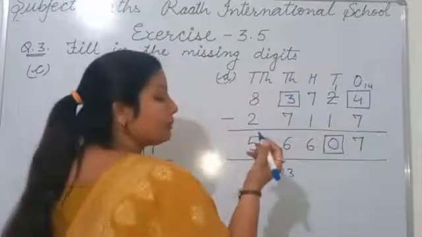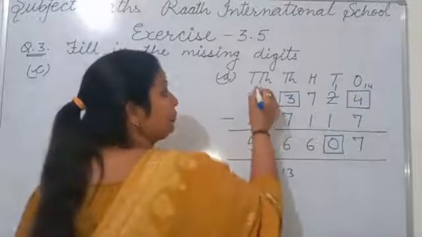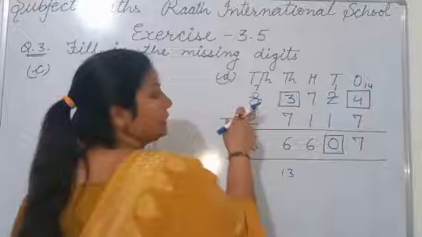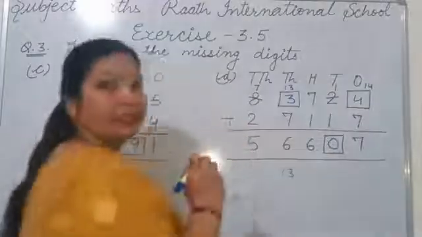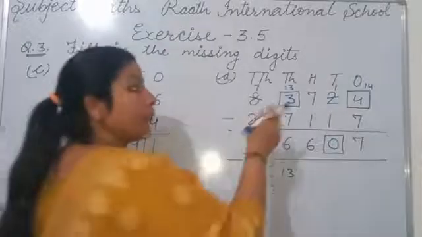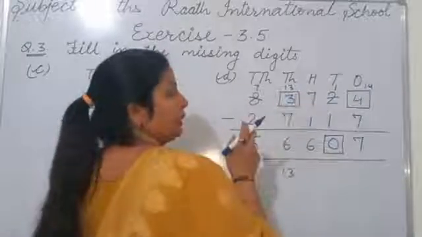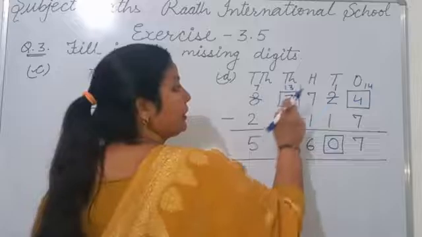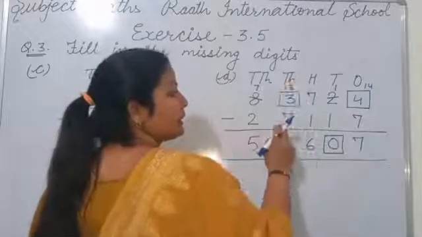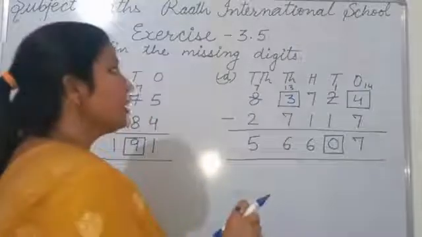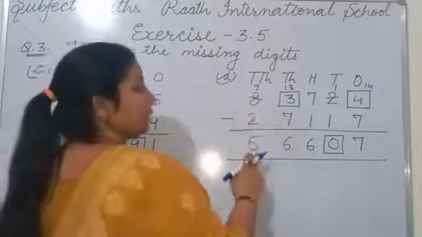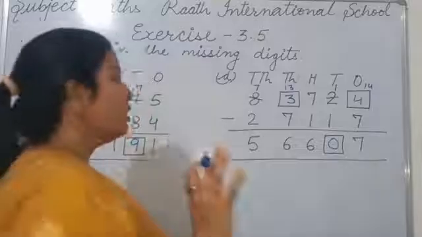And how can it become 13? When we take one borrowing from the ten-thousands. The ten-thousands digit is 8, so it becomes 7, and now there will be 13. But in the box we fill only 3 here. Now 3 becomes 13, then we can subtract 7, and it becomes 6. Now next, 7 minus 2 is 5. That is already given in the answer.